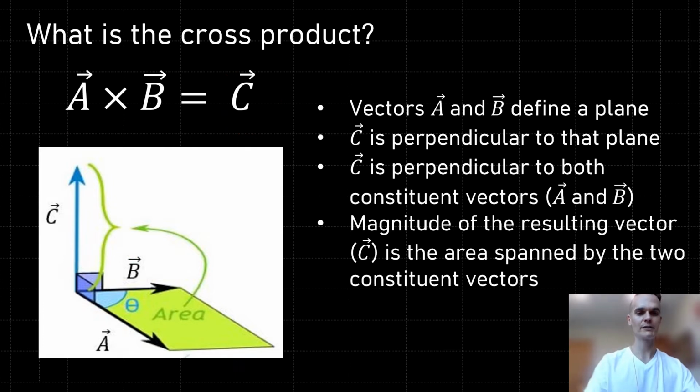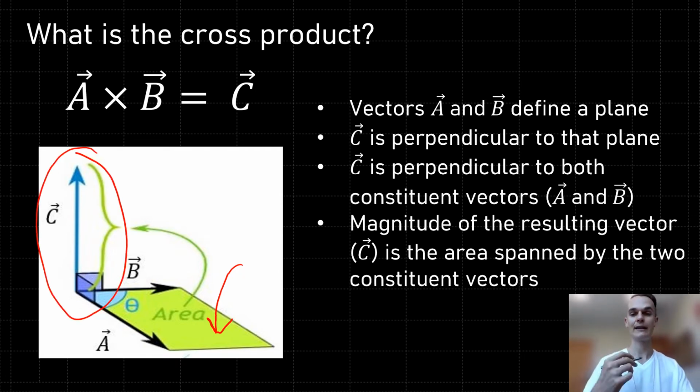So the first thing that we notice is that whenever we draw vector A and vector B tail to tail, they define a plane. They define a 2D surface. So a good everyday life representation of a plane is like a piece of paper or the surface of a desk, right? So vector A and vector B placed tail to tail are going to define a plane. The output of the cross product, vector C, is perpendicular to that plane.